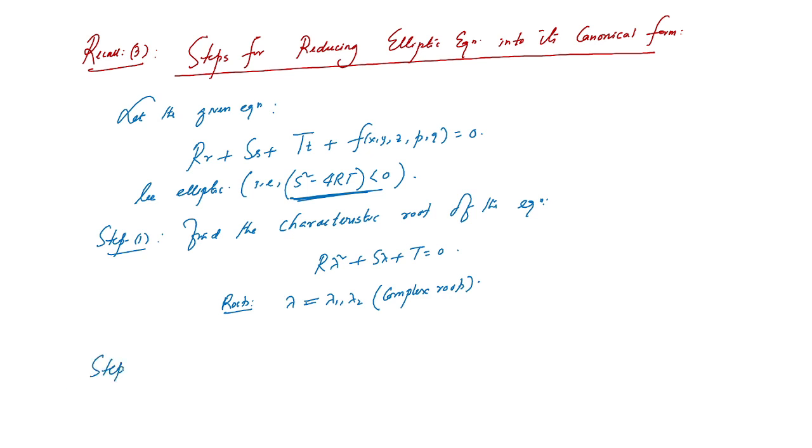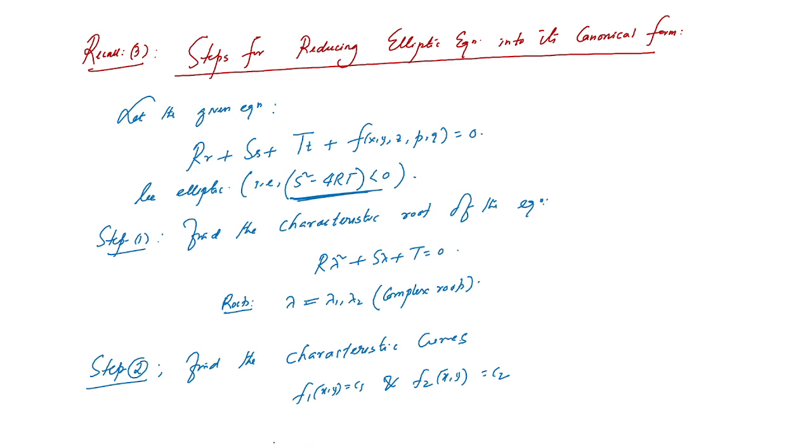So now you will find the characteristic curves, f1(x, y) equals c1 and f2(x, y) equals c2, by solving dy/dx plus lambda 1 equals 0 and dy/dx plus lambda 2 equals 0.